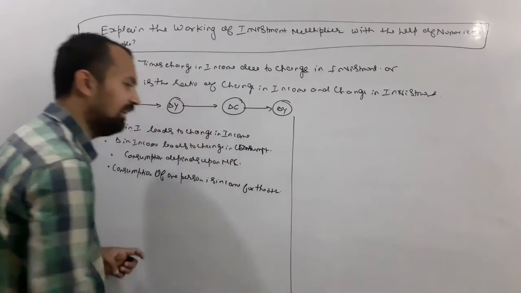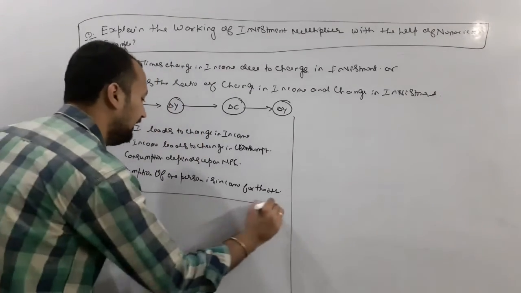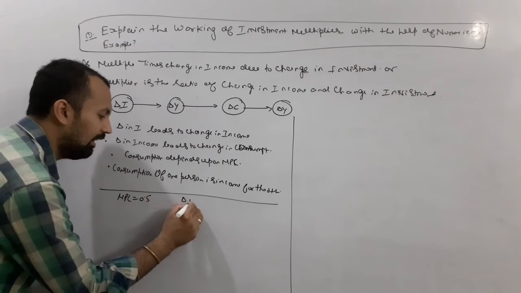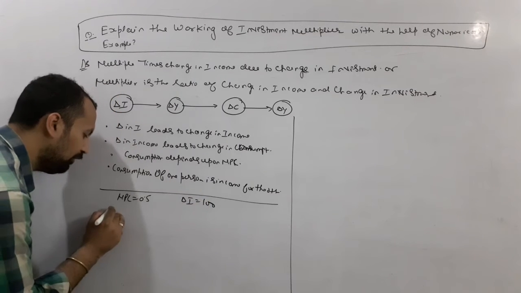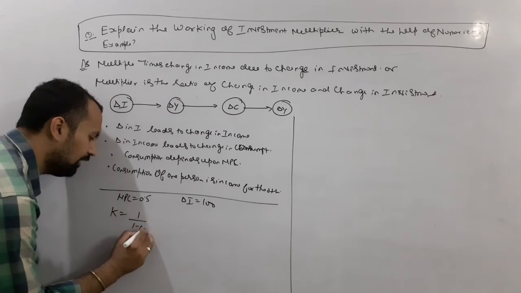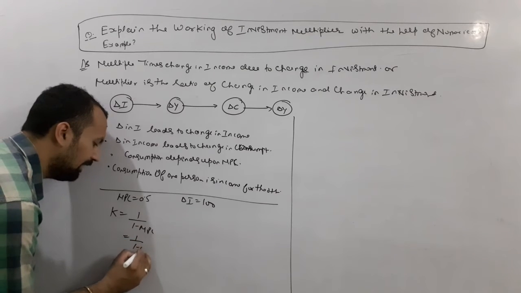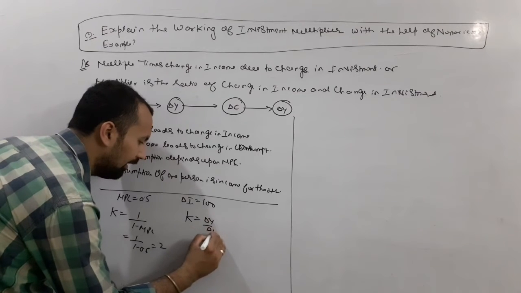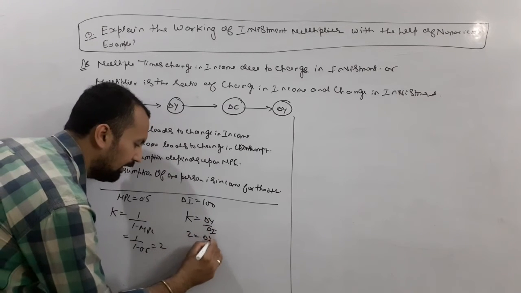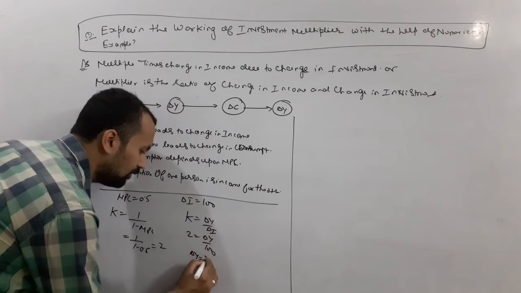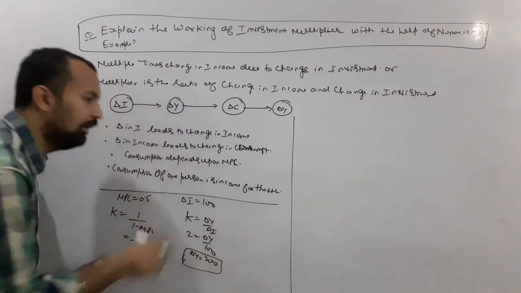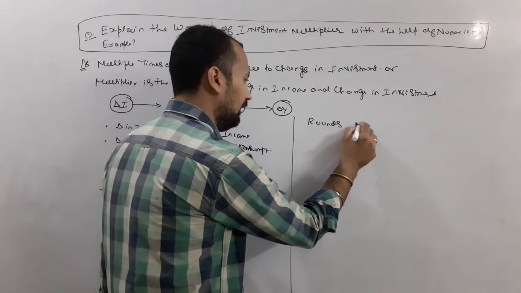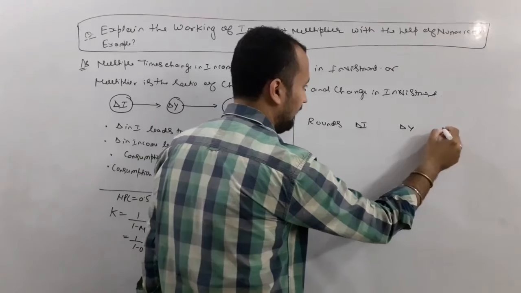Before starting this topic, we need to assume that MPC equals 0.5 and delta I equals 100 crores. If MPC is 0.5, K equals 1 upon 1 minus 0.5, that is 2. K equals delta Y upon delta I, so 2 equals delta Y upon 100, and delta Y equals 200 crores. For explaining this, we need to prepare a table with rounds, delta I, delta Y, delta C, delta S.